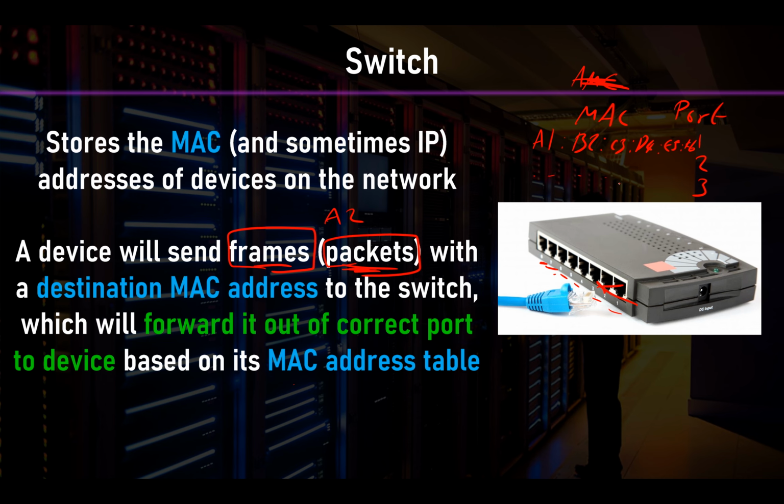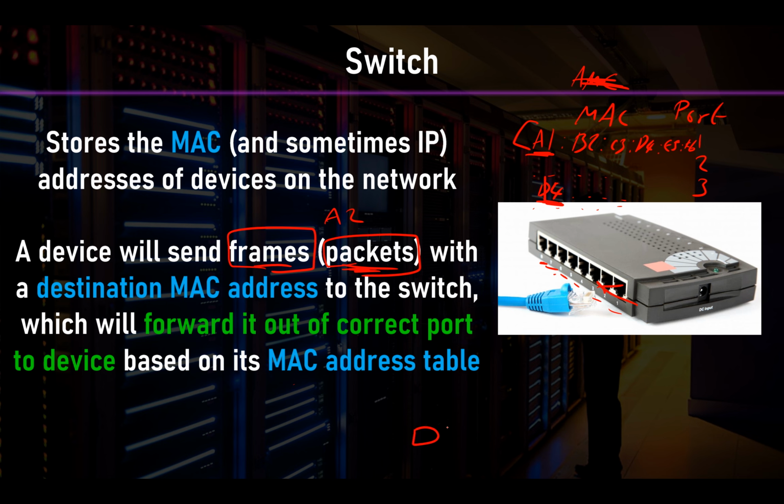Let's say device 2 is going to have a different MAC address. Device 3 is going to have a different MAC address. So let's say this device is wanting to send to, let's say, D4. If this device is wanting to send to this device, what's going to happen?